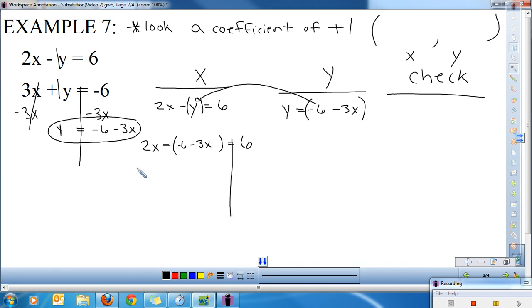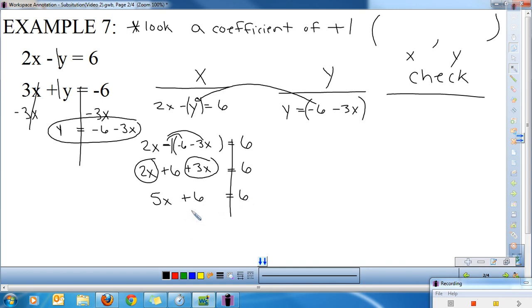Now we should see that there's some distributing that we can do. So I'm going to bring down my 2x. This always gets us tripped up right here when there's this minus sign outside this parentheses. But remember that there's an invisible 1 right here. So it's like we're distributing a negative 1. So negative 1 times negative 6 is positive 6. Negative 1 times negative 3 is positive 3x. And the whole thing equals 6. You should now notice that we have some terms we can combine. 3 and 2 give you 5x plus 6 equals 6.